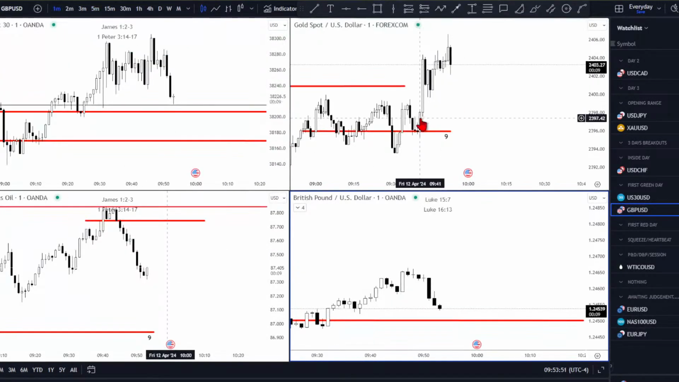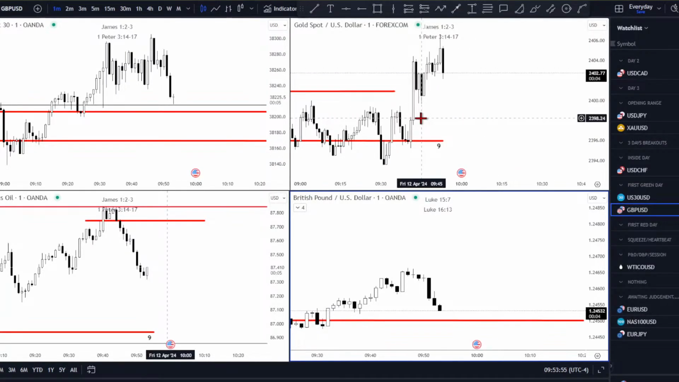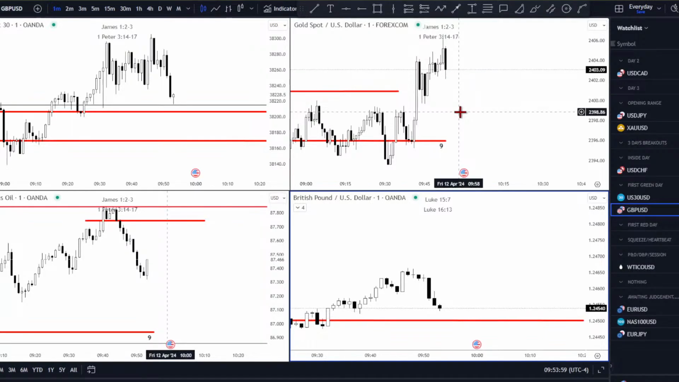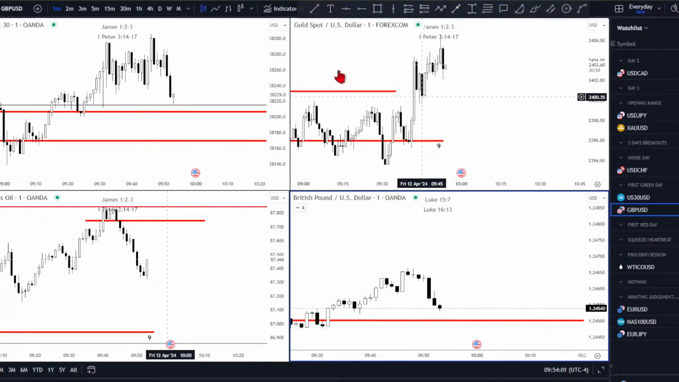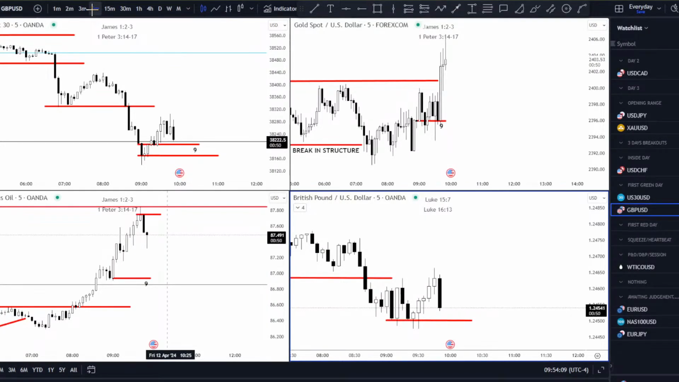Let's come on down. Let's take a look at behavior of price. What are we doing? I think I'm going to watch the 5 coming into the 10 o'clock. I'm just going to wait patiently.